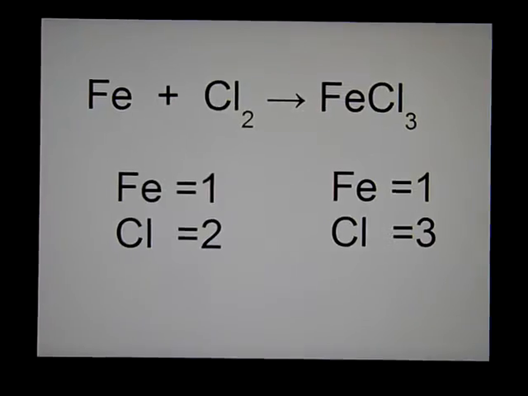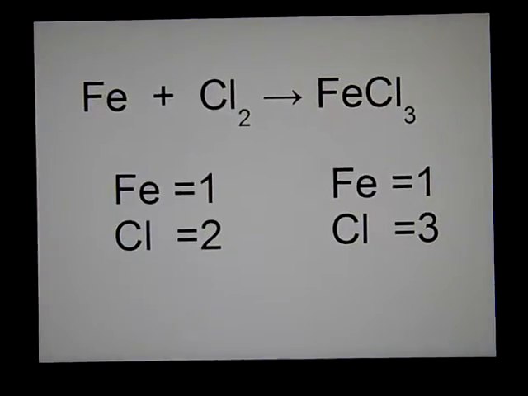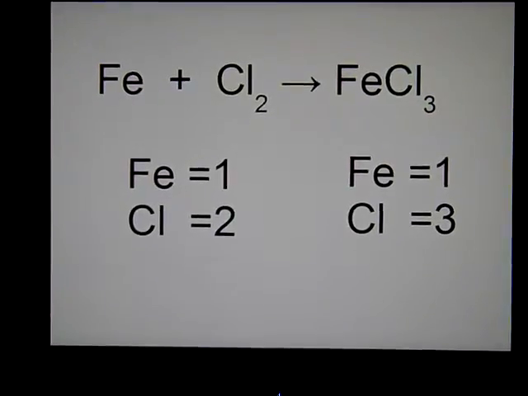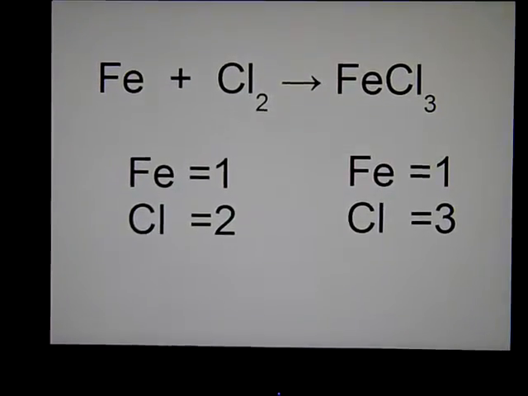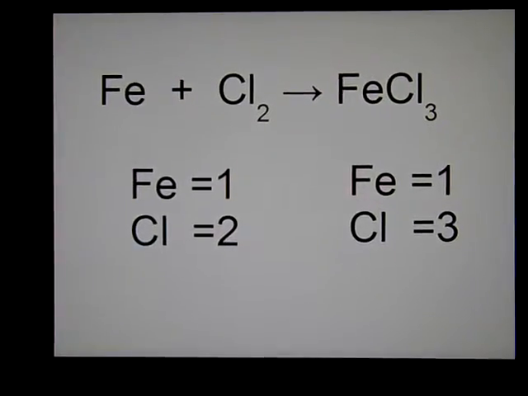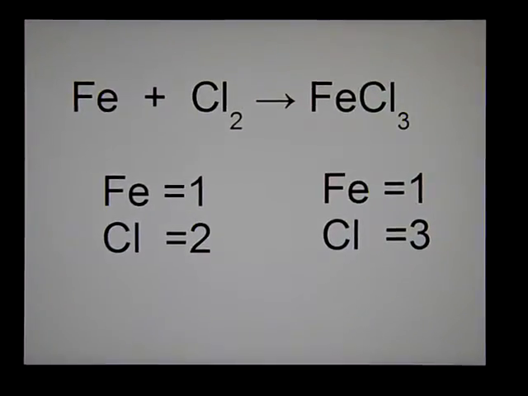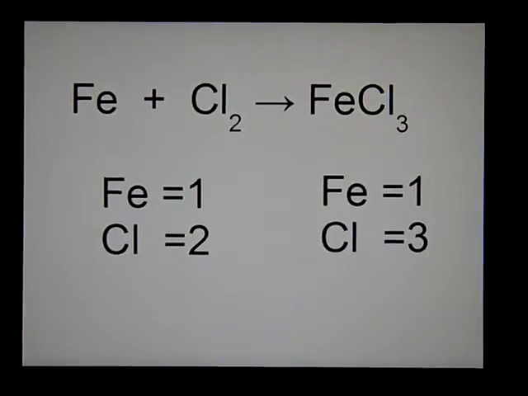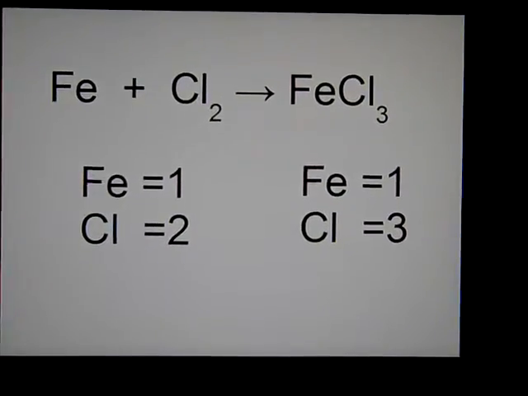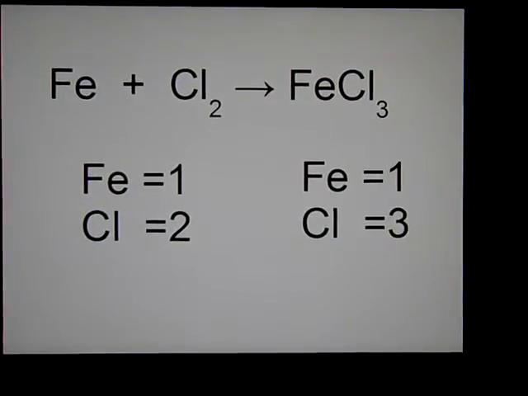So here we go. We're going to work through a couple of equations. This will be the first one. This one says iron plus chlorine produces something called iron 3 chloride, FeCl3. When we balance an equation, we want to make sure we know what's out of balance. That's why I made these two lists at the bottom of each side of the equation.